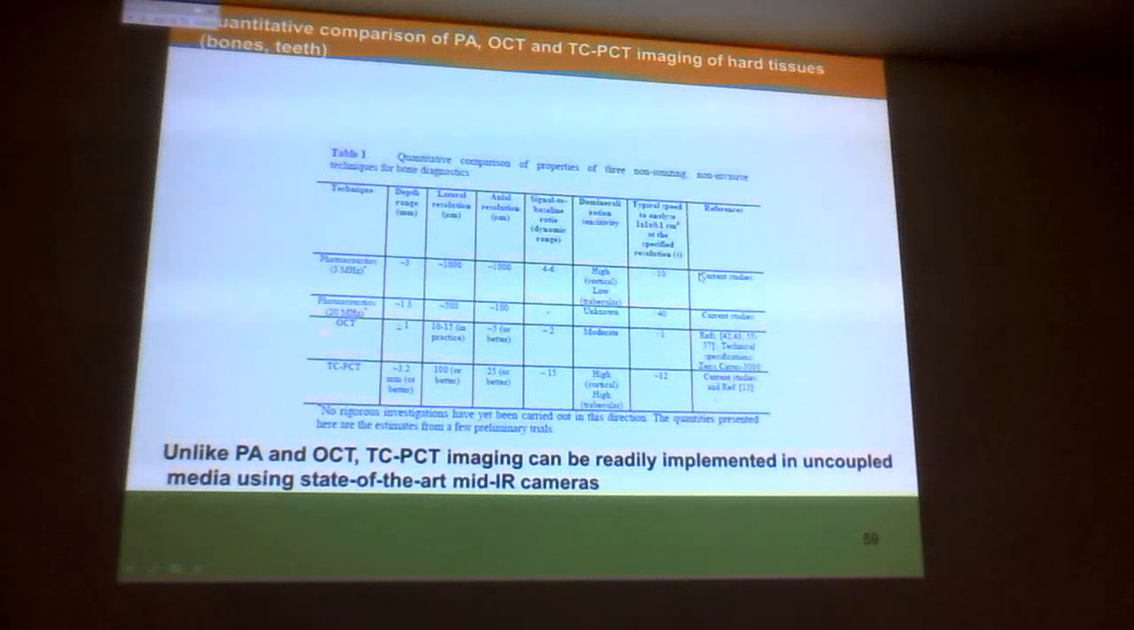This photothermal coherence tomography sees about 3.2 millimeters or better, maybe 4 millimeters. Lateral resolution is nowhere as good as the OCT, but maybe we can get better than 100 microns, and 25 for axial resolution. The important thing is also the signal to baseline ratio, which is very high. So you know that it has a future to give you some good results.